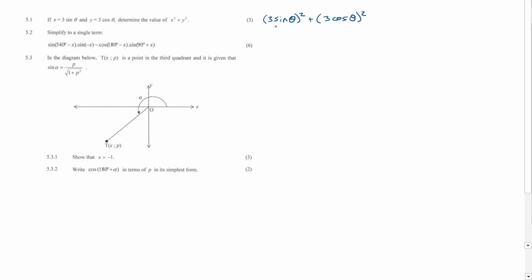That will then equal 9 sine squared theta plus 9 cos squared theta. And you can take out a 9. Anytime you're stuffed in maths, you can just take out a common factor. But the squareds are making me think sine squared plus cos squared is 1. And so the answer is just 9. So that's a great little question to get us going. The next identity question, 5.2.